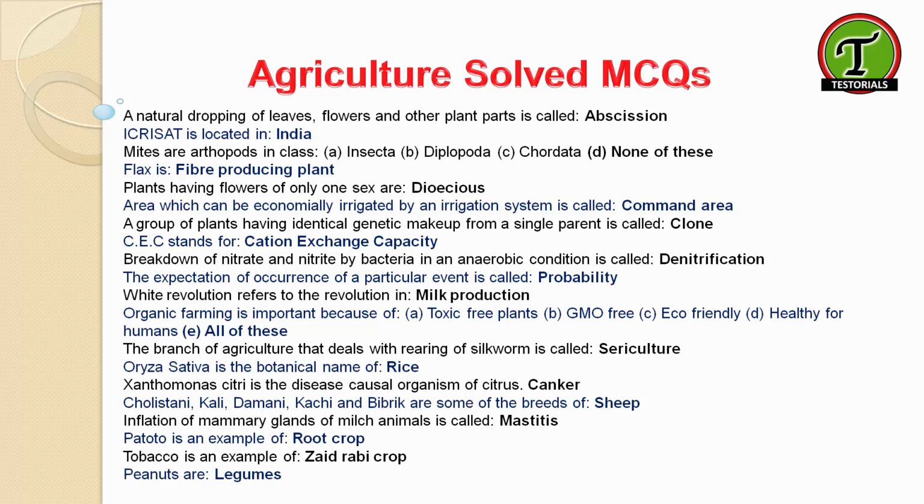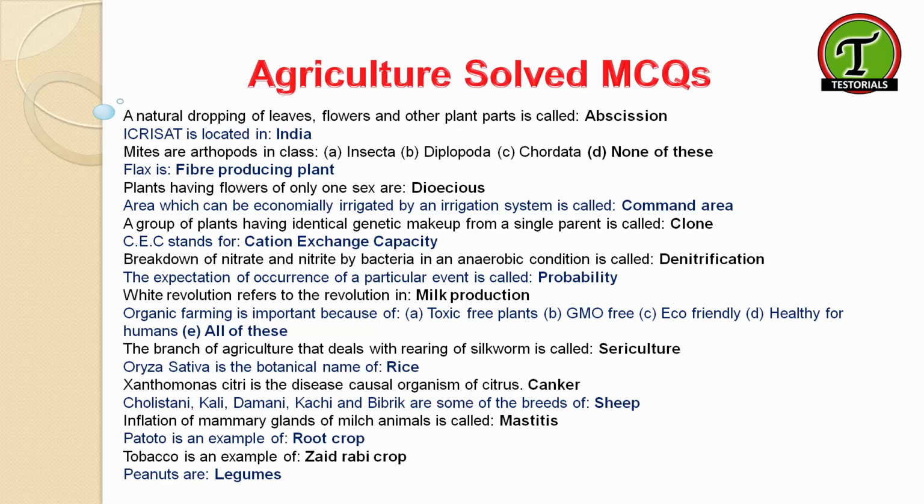135. Xanthomonas citri is the disease-causal organism of citrus canker. 136. Cholistani, Kaali, Damani, Kachi and Bibrik are some of the breeds of sheep. 137. Inflammation of mammary glands of milch animals is called mastitis.